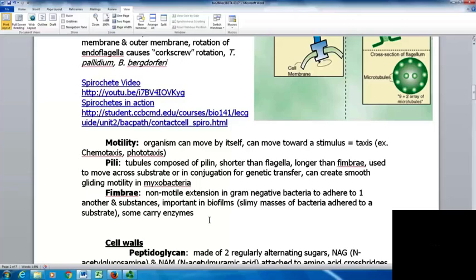Fimbriae are non-motile extensions that we see in gram-negative bacteria. This allows them to adhere to one another and to other substances. These are important in biofilms, which are those slimy masses of bacteria that adhere to a substrate. Some of them will carry enzymes.